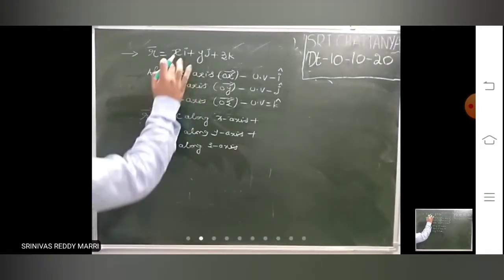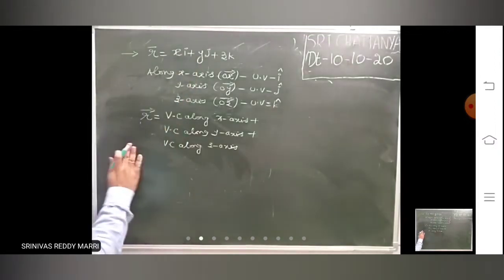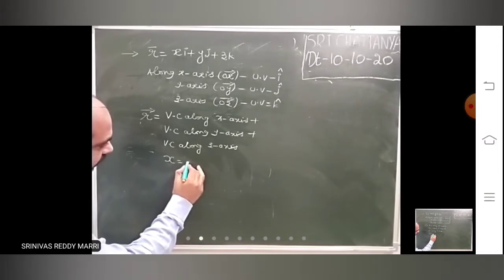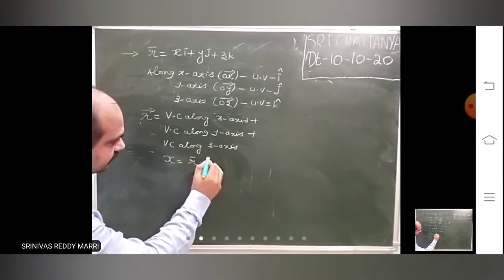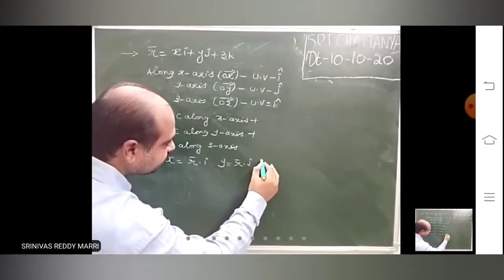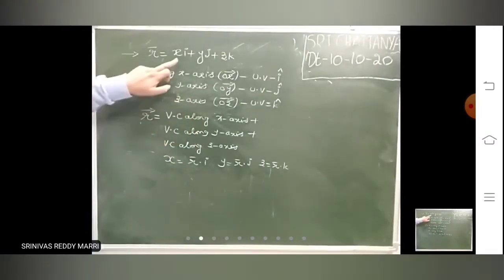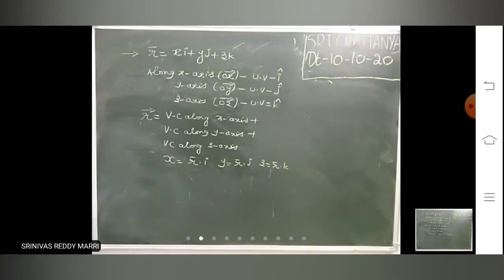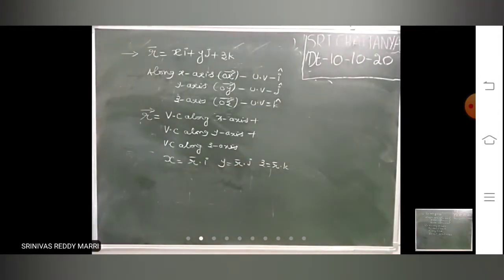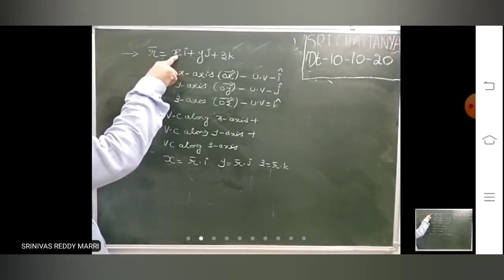So look at here, what we will write is this: x is nothing but r bar dot i. y is nothing but r bar dot j. z is nothing but r bar dot k. r bar dot i is what? x. r bar dot j is what? y. r bar dot k is what? z.